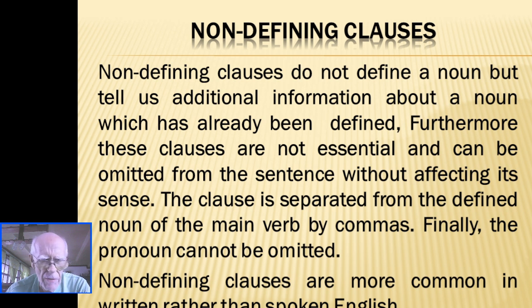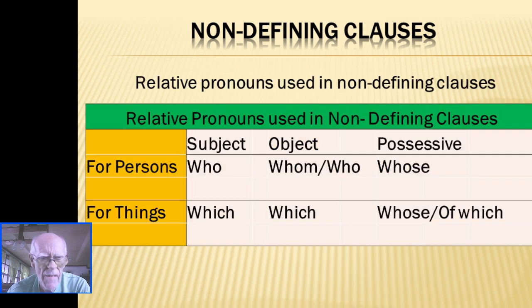Finally, the pronoun cannot be omitted. Non-defining clauses are more common in written rather than spoken English. Let us now have a look at the relative pronouns which are used in non-defining clauses. You will see that they are quite similar to the pronouns we saw in the defining clauses. But the big thing to notice is that we do not use that.